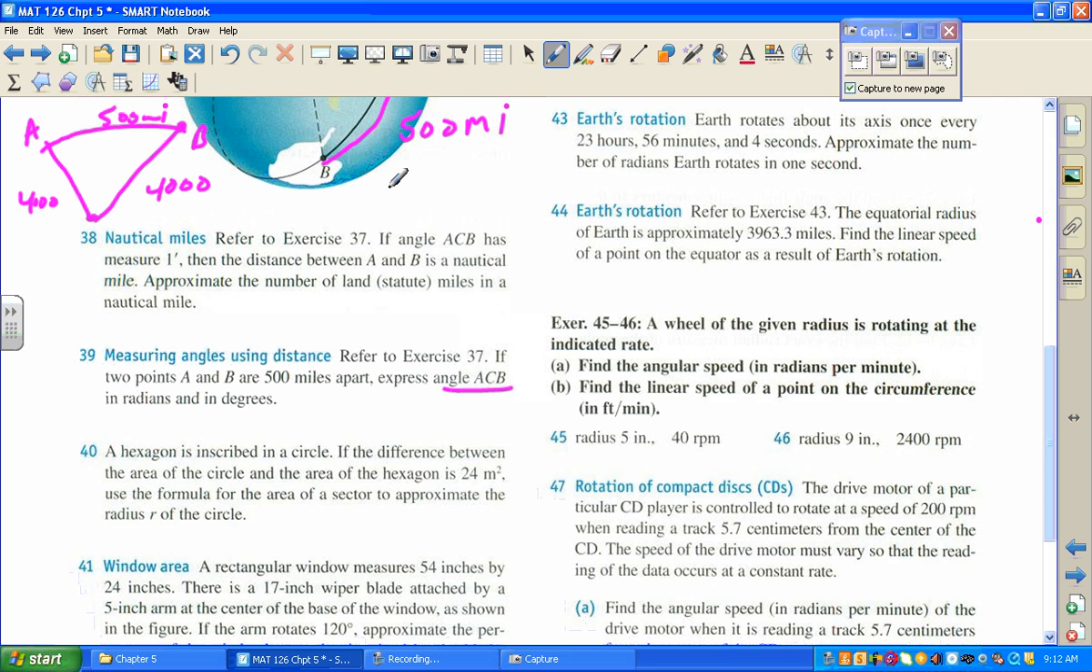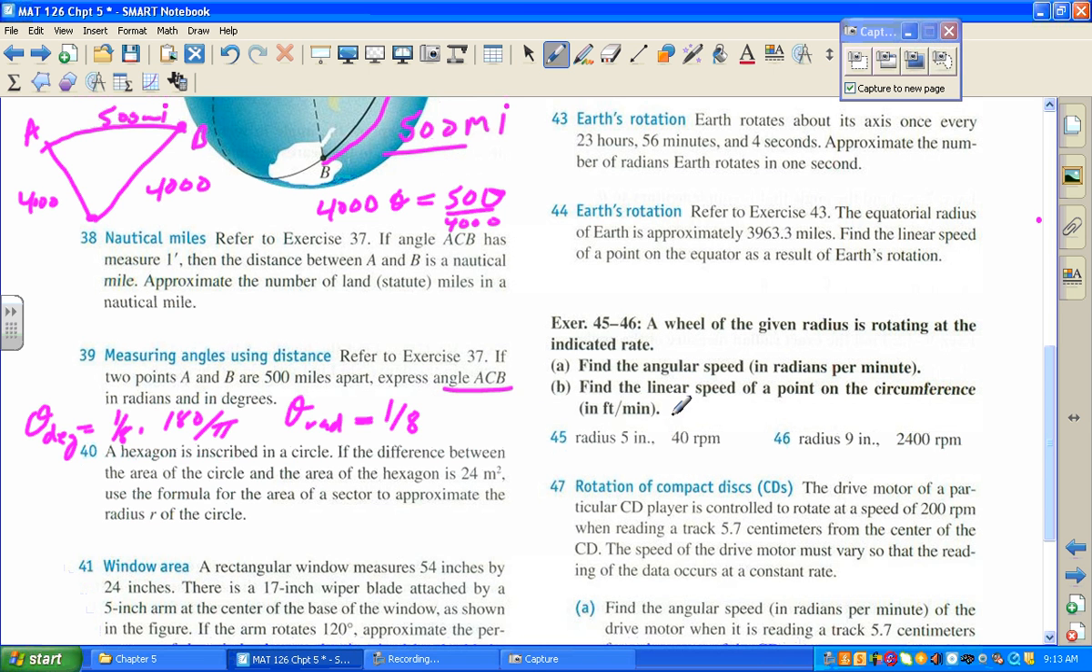Theta. You take 4,000 into 500. Theta equals 500 over 4,000, so you divide, and you get 1/8, don't you? So theta in radians equals 1/8. How do you change that to degrees? Yep. You have 1 over 8, so you multiply by 180 over pi. That gives you a solution for 39. Okay? Perfect.